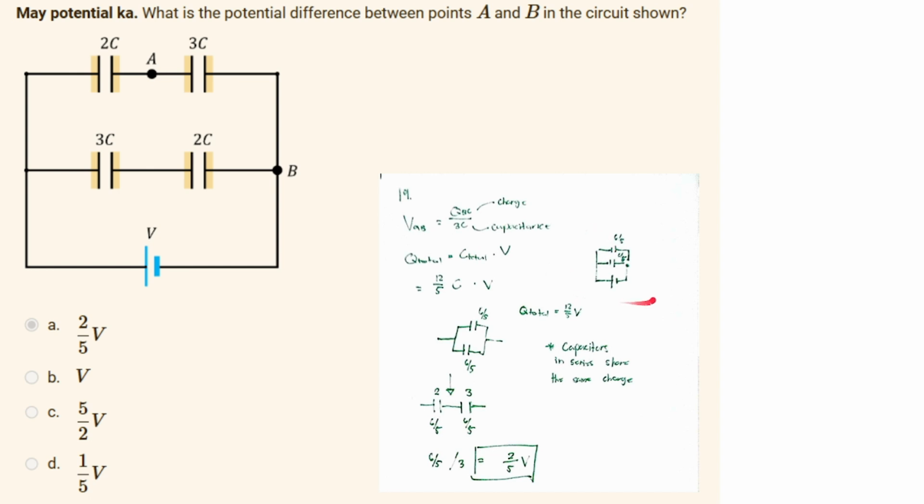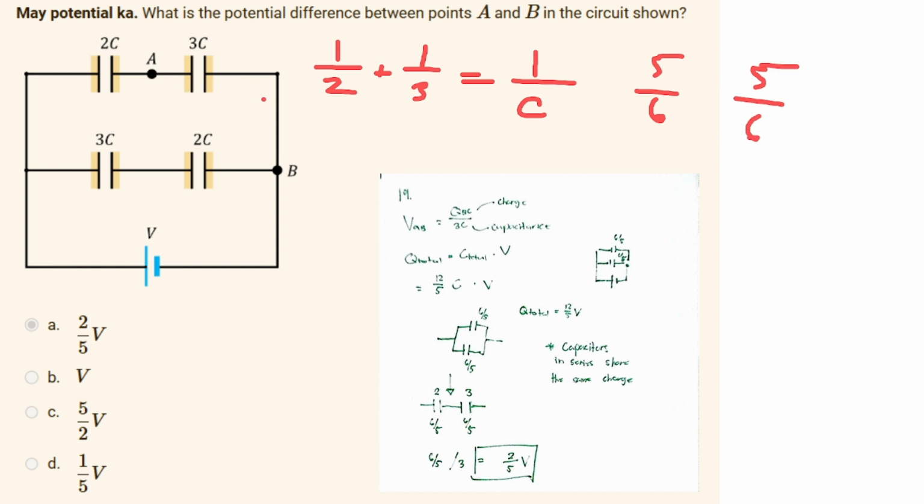If we try to find the capacitance, remember, capacitors in series, to add them together, we need to inverse them. 1 over 2 plus 1 over 3 equals 1 over C. So if we do this, it becomes 5 over 6. And this one becomes 5 over 6 as well. Capacitors in parallel, add them together. So the total capacitance is 12 over 5C. So the Q total is just 12 over 5 CV.